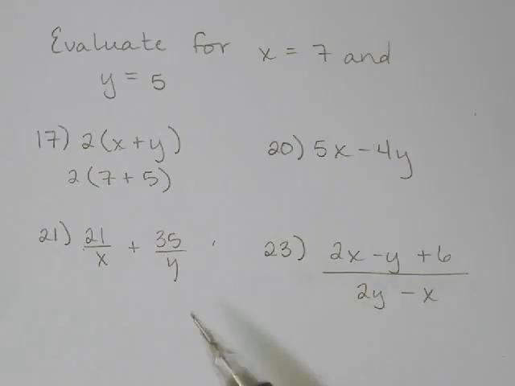So do 17, 20, 21, and 23. Do those on your own. 23 is a bit more challenging, but I want you to really, really try it. Do the best that you can. Understand that it's okay to struggle and it's okay to make mistakes, but you've got to try this and keep pushing forward. So that is evaluating the expression.